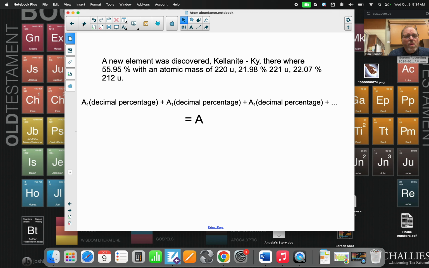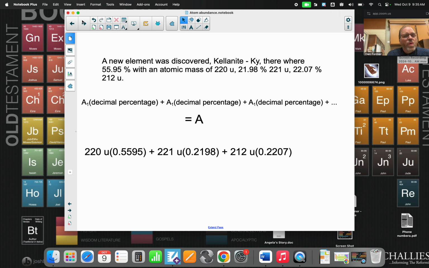So in this example, that's going to equal my value A, my atomic mass. So we're going to start with 220. That's my first isotope there. And there's 55.95%. As a decimal, that's going to be 0.5595. We do the same with the other values. So 221 times 0.2198 and 212 times 0.2207. Now this number here, 220, is an exact number. I cannot get 220.1. I can't get 219.9. Since it's exact, that's infinitely significant. We're going to use sig figs only from the percentages.